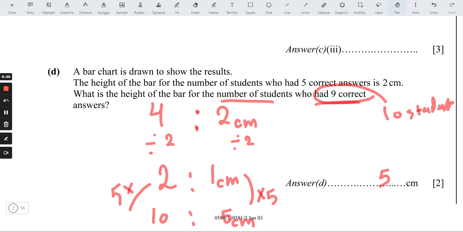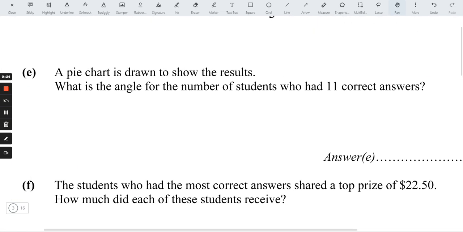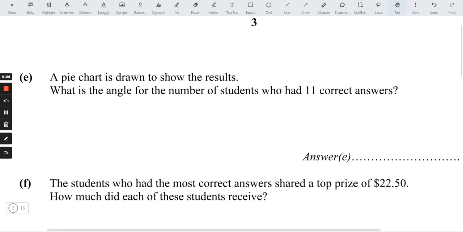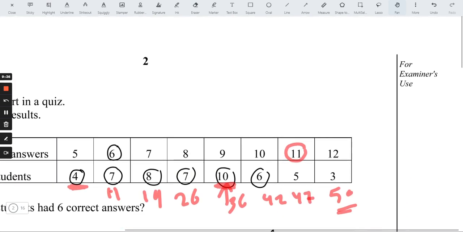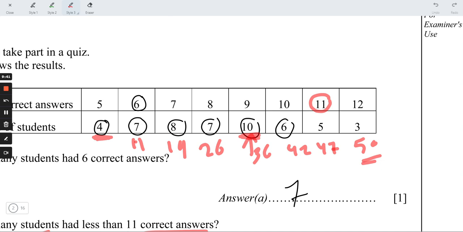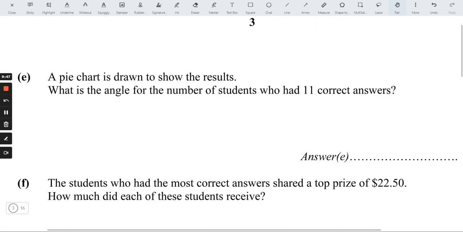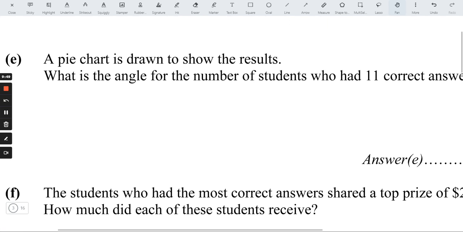Now question E. A pie chart is drawn to show the results. What is the angle for the number of students who had 11 correct answers? So for 11 correct answers, how many students do we have? We have 5 students with 11 correct answers.